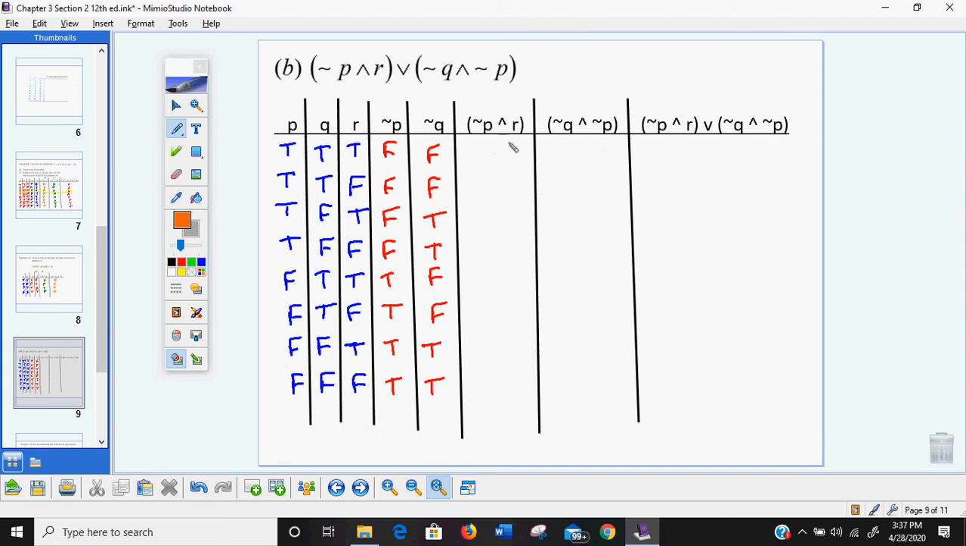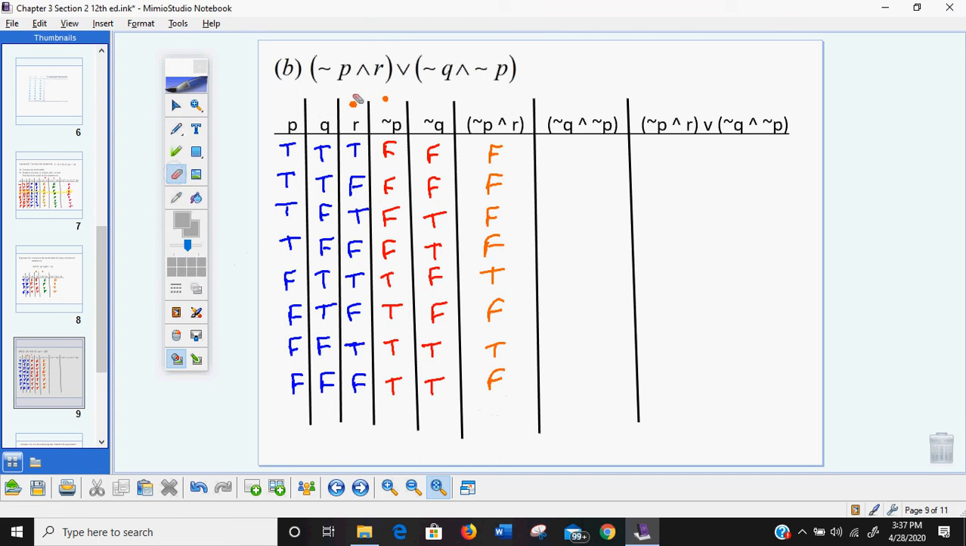So let's do not P and R. So here's not P, here's R, and it's and. Okay, so one and the other have to be true. So it's going to go false, false, false on the third row. Fourth row is false, false, so that's false. The fifth row will be true. The sixth row is false. The seventh row is true because you have two trues, and the eighth row is false.